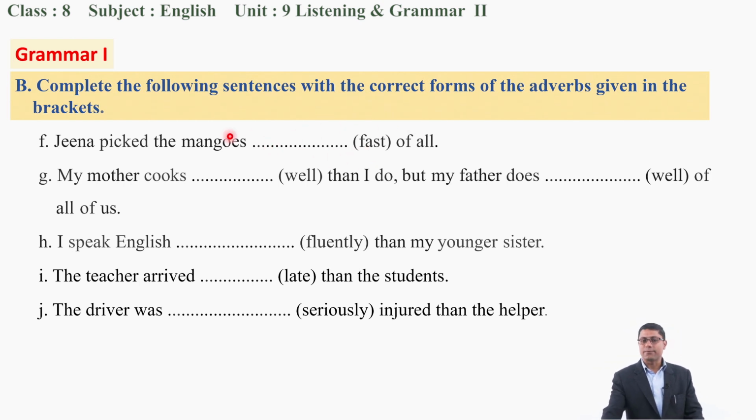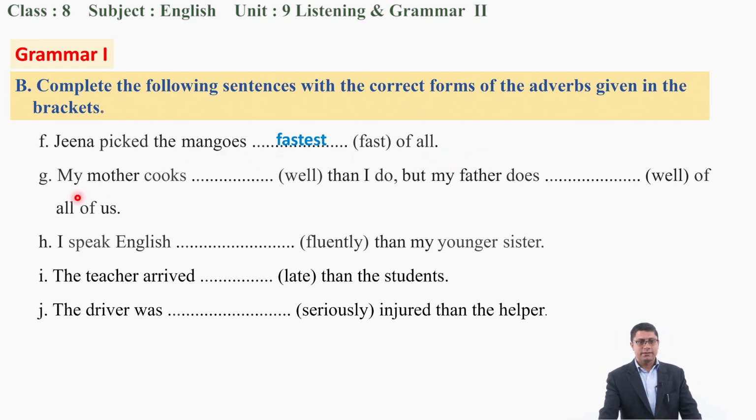The superlative form of the adverb will be used here. Now, what's the superlative form of the word fast then? Can you say? Okay, it's fastest. Very good. So, in the blank space, fastest. Gina picked the mangoes fastest of all.